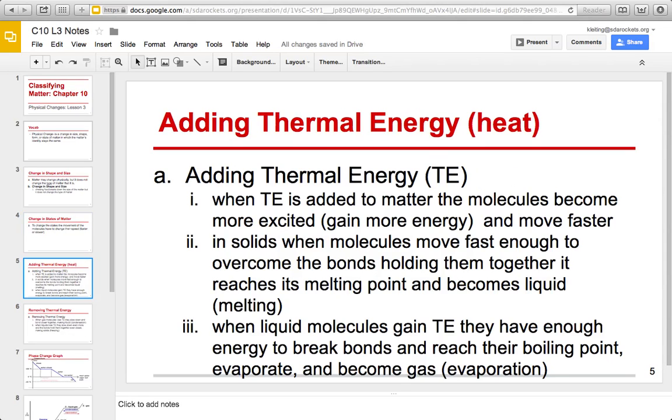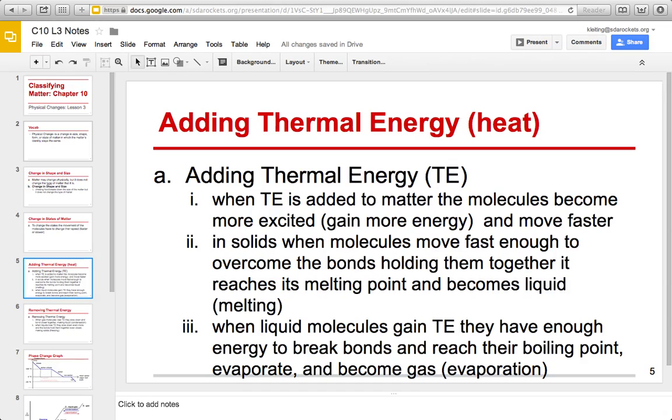Adding thermal energy. So thermal energy is another name for heat. Heat and energy, you have to remember, are two words for about the same thing. Heat is a type of energy. So when thermal energy is added to matter, it becomes more excited. When we talk about excited, we say it has more energy, and that makes it move faster.